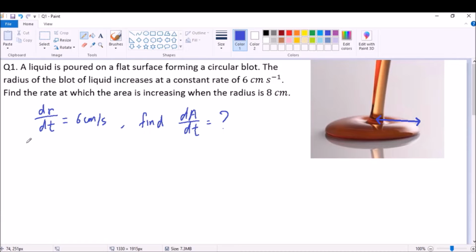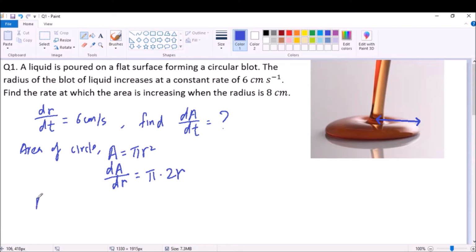We know that the area of a circle has a formula A equals pi r squared. To find the rate the area is increasing, we take the derivative dA over dr. Since r here is the only variable, we have pi, and we differentiate r squared is 2r.